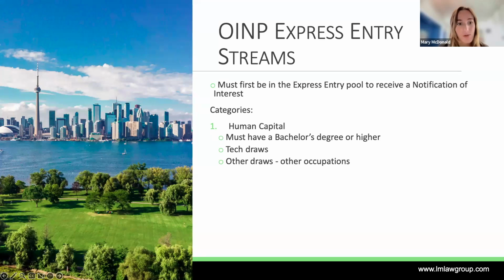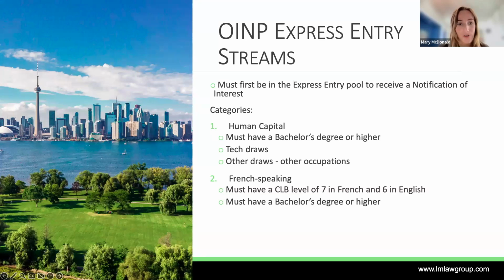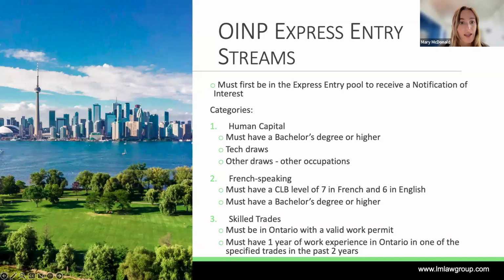The next one is for French speakers. So this is for people with a bachelor's degree and a CLB level of 7 in French and at least 6 in English who are in the Express Entry pool. They might be able to get a notification of interest through the French stream. And then there's also one for people who are in skilled trades as well.